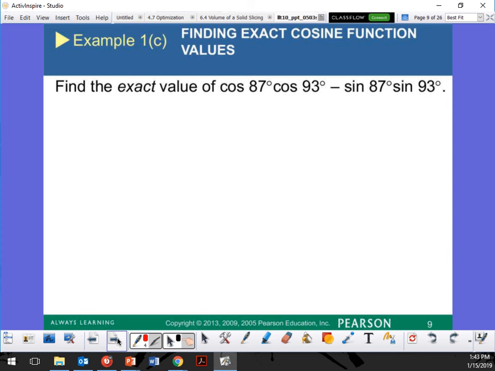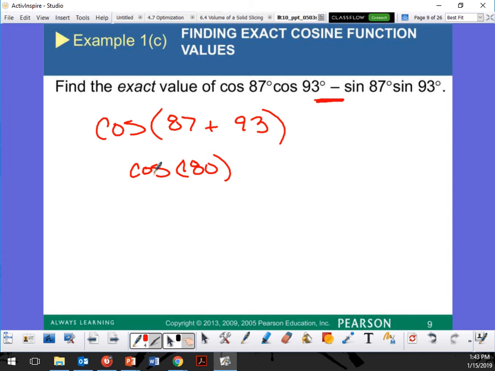Okay, so now, this is working it backwards. So, what formula was used right here? Minus, which means that's a plus, right? It's a cosine plus. So, it's going to be cosine of something 87 plus 180. Oh wait, what is my A value? It's 87. And 93. Can I add those together? Yes. What do we get? That gives you 180. Yeah, 180. Cosine at 180 is 1.